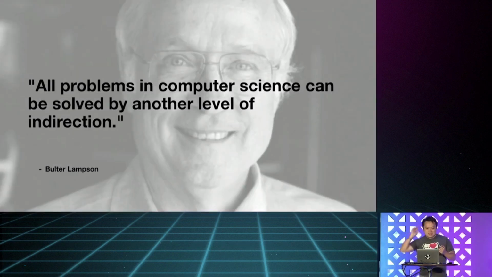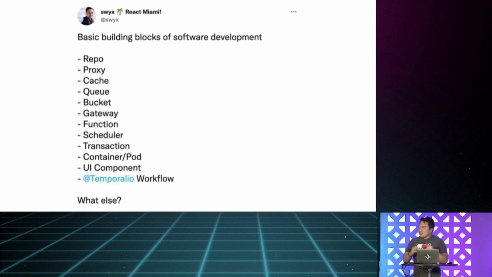And I really like this quote because whenever you encounter a problem, you can just say that all problems in computer science can be solved by another level of indirection. And I think that's very much the case. I went through and did an exercise of what are the problems that have been solved definitively, but just by having the right abstraction or the right concept. The idea of a repo, a proxy, a cache, a queue, a bucket, a gateway, a function, a container, all the way down to the UI component, which now we take for granted, but maybe 7 years ago wasn't that obvious. And I think temporal workflows, or just the overall concept of a durable function, is another one of those abstractions that once you have that in your toolkit, you just don't even question why you would solve it any other way.